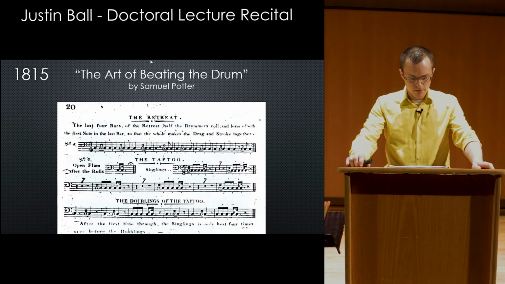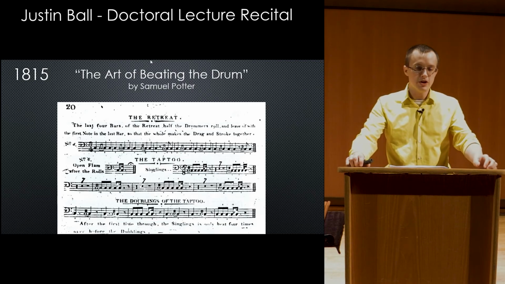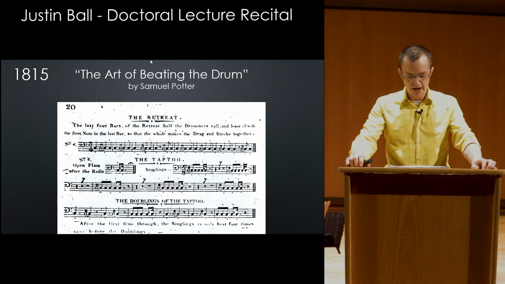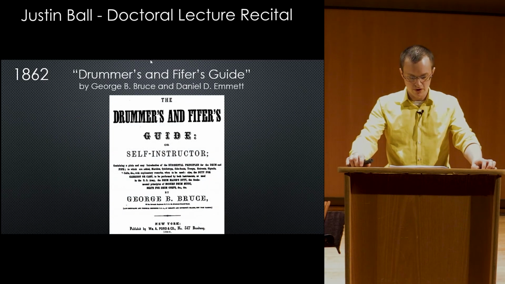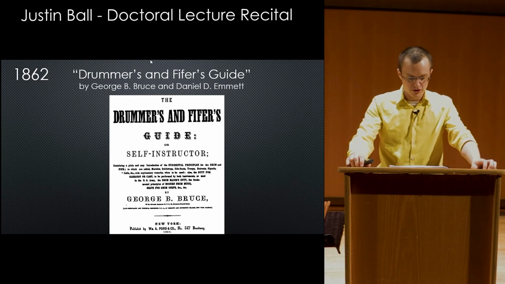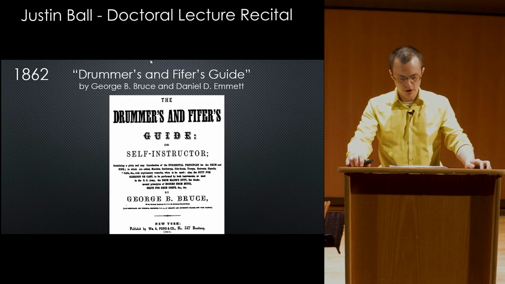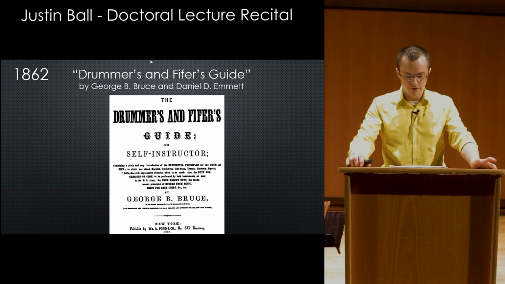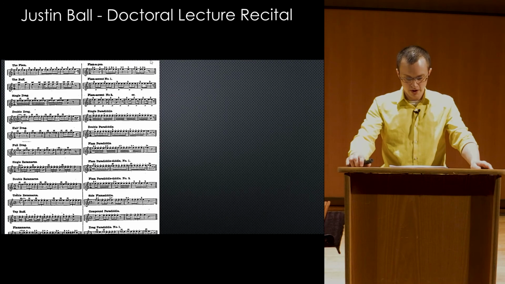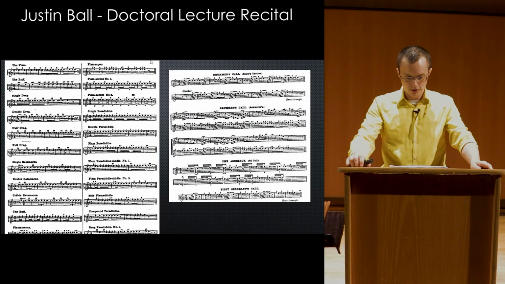The next important military drum manual came nearly 50 years later, with George Bruce and Daniel D. Emmett's Drummers and Fifers Guide in 1862. Praised by military leaders and composers as the only reliable and standard work for the drummers and fifers of our country, this was the first manual considered to be truly comprehensive, with instructional details designed for even non-musicians to teach themselves, rudiment guides with indicated stickings, and drummer's calls.